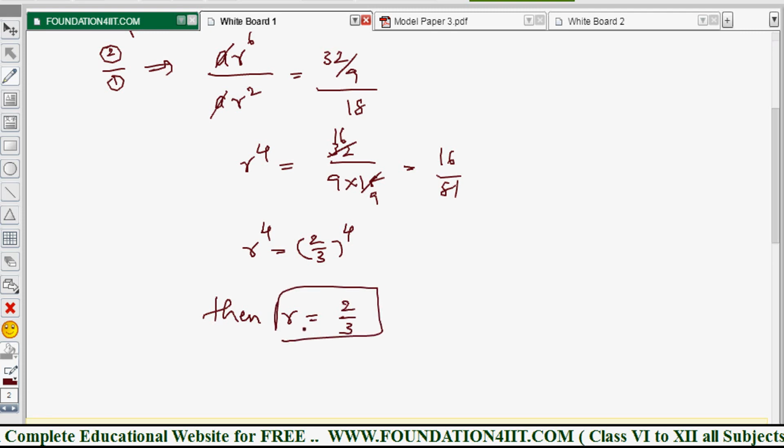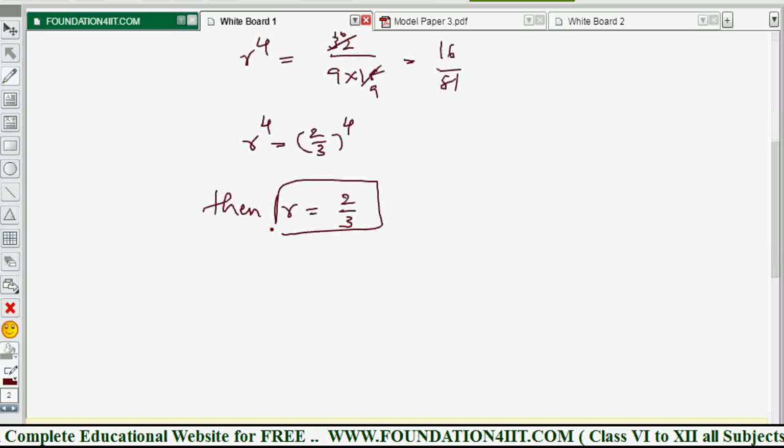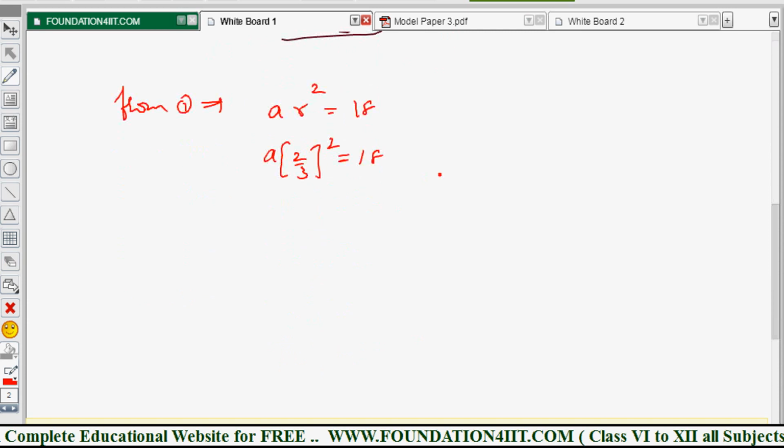Once you know the R value, you can substitute it in any one of the equations and get A. So the first equation is A into R square is 18. Let us take equation 1. According to this, A into R square is equal to 18. So A into (2 by 3) square is equal to 18. Now from this, A is equal to 18 divided by (2 by 3) whole square, which is 4 by 9. Take this side, 9 by 4. Then you can simplify this.